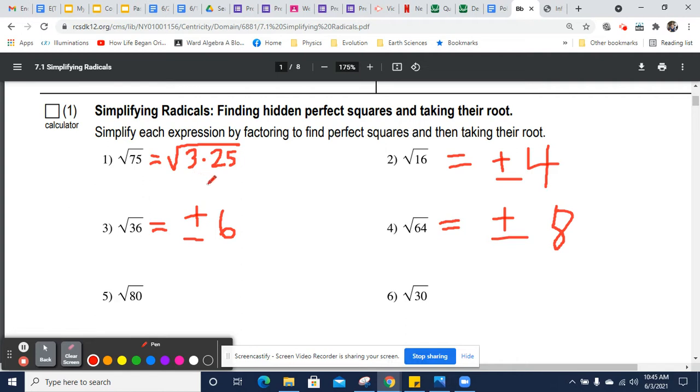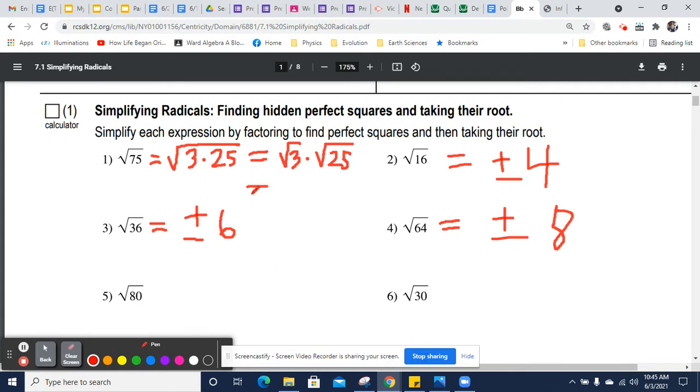Or 3 times 5 times 5. If you have a pair of factors, that represents a perfect square. 25 is 5 times 5, and you would take half of each pair of factors and pull those out of the square root. A thing about square roots is that if I have a square root of a product like this, I can turn that into the product of square roots. So that would be the square root of 3 times the square root of 25. So there's a product of square roots.